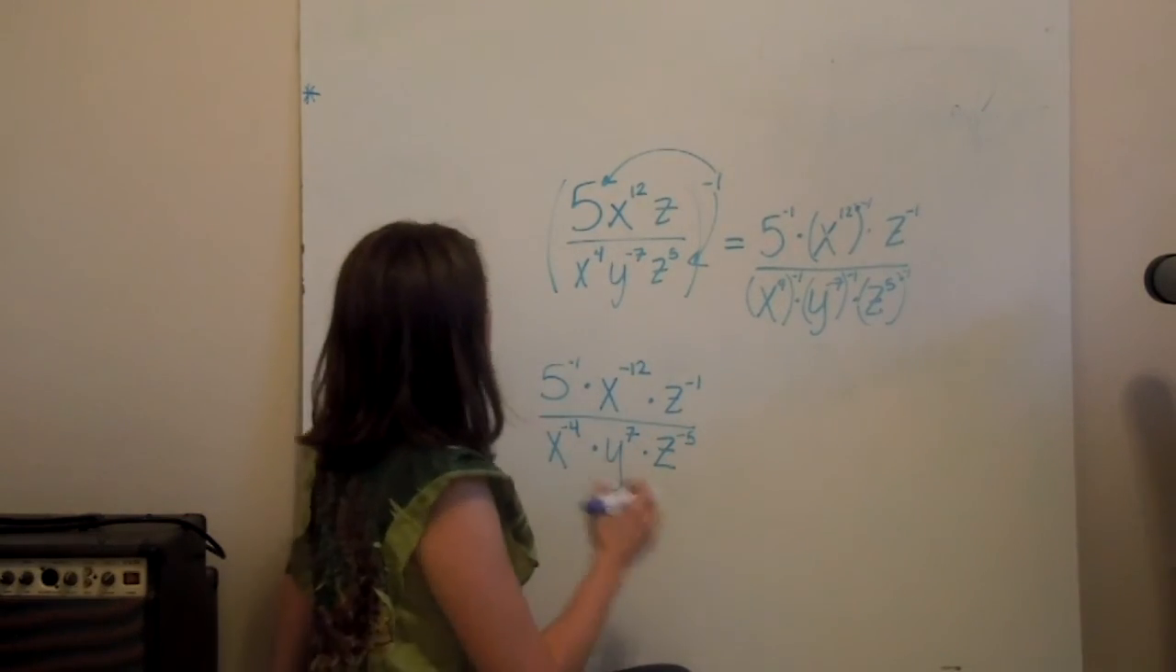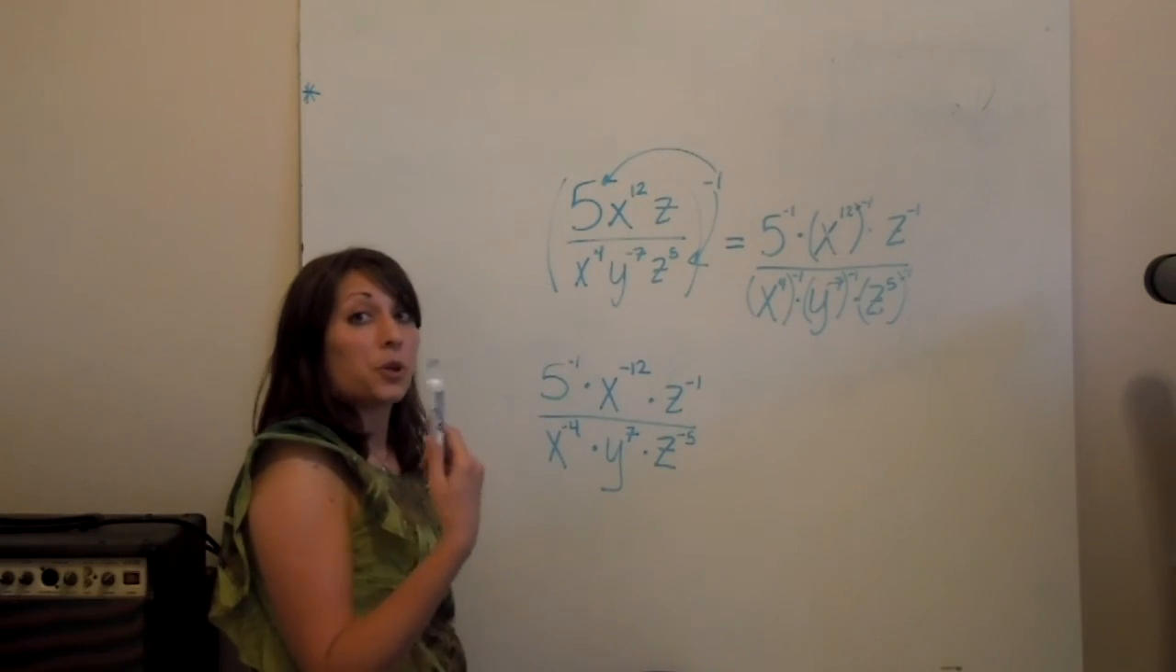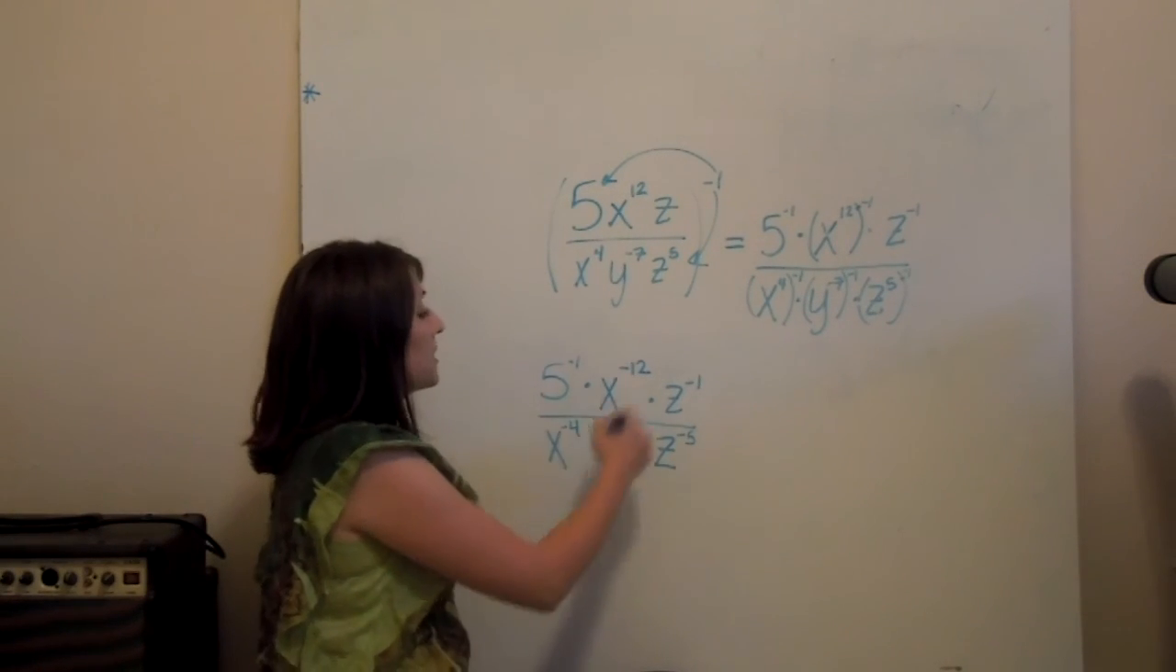Gives us negative 5. So now, if we have anything that's the same on the top and the bottom, we need to use our quotient rule and simplify that further.